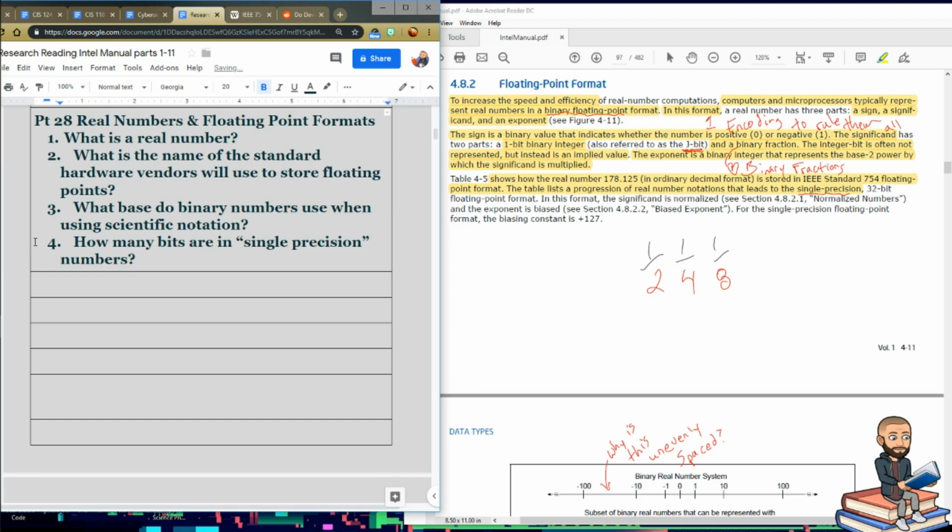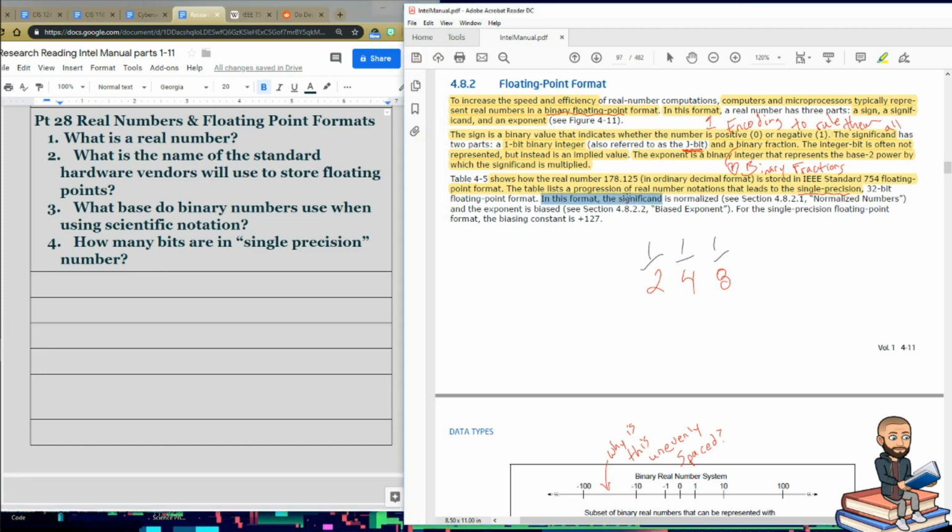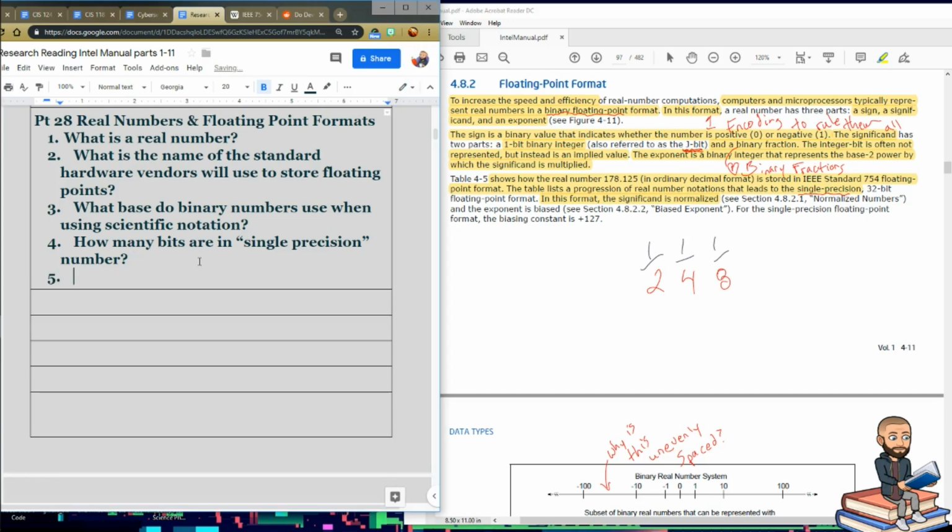And I'll just word the question like this: how many bits are in a single precision number? In this format, the significand is normalized. So remember what I was saying about normalized? That means it's a 1 point something, whatever it is. We're not going to go with a 0 point something. And we're also not going to go with like 2 numbers and then something. We're always going to have just 1 point, and then the rest of the numbers come after that.